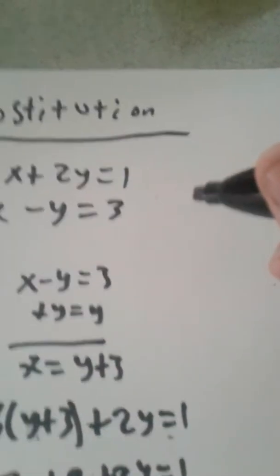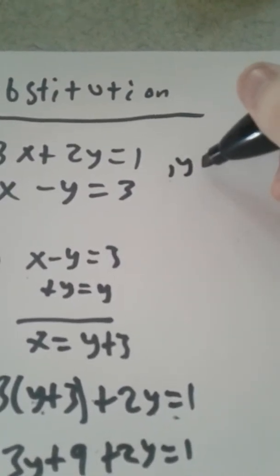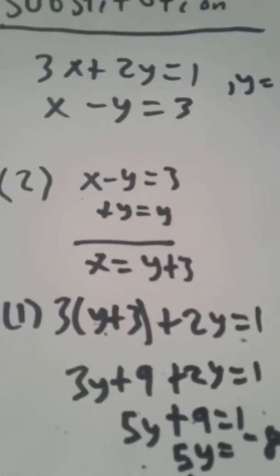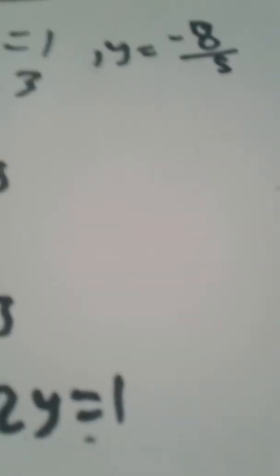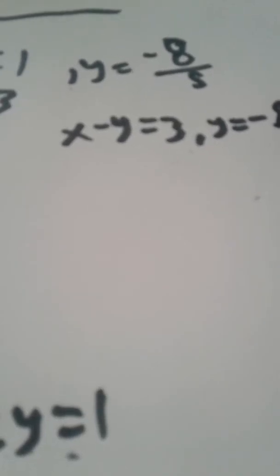We can now write that up here. So we know these two equations with the assumption that y is equal to negative 8/5. Now, from that, what we can do is plug that into either equation to get our x. So what I'm going to do is take the simplest one, which is x minus y equals 3, with the assumption that y equals negative 8/5. All we have to do now is substitute that in for y.